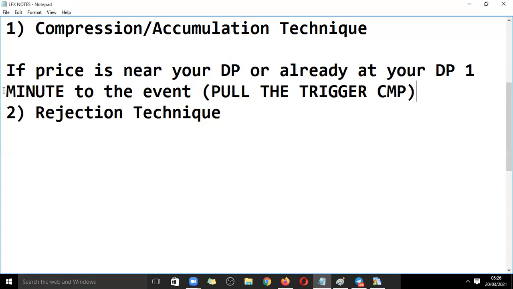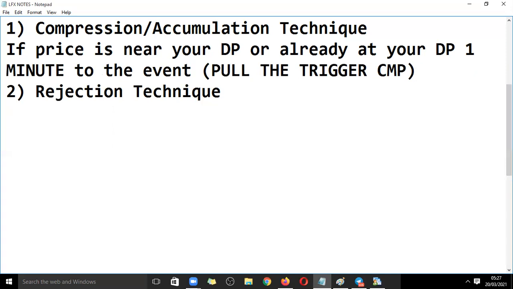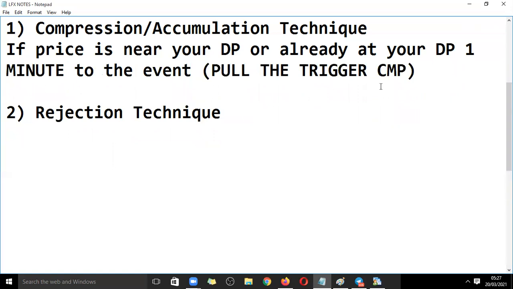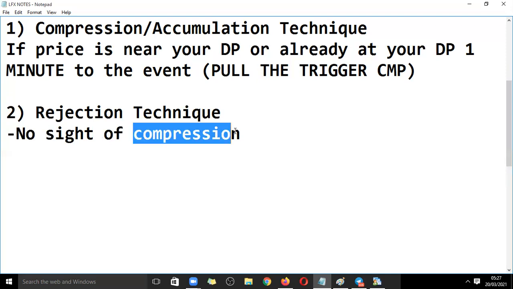Okay, now let me jump into the rejection technique. So now the rejection technique is very simple. The rejection technique occurs in a scenario whereby there's no sight of a compression. So there are scenarios whereby you're preparing for your event, but you're not seeing any accumulation or compression. So if you don't see a compression, just put in your mind that you'll have a possible rejection.